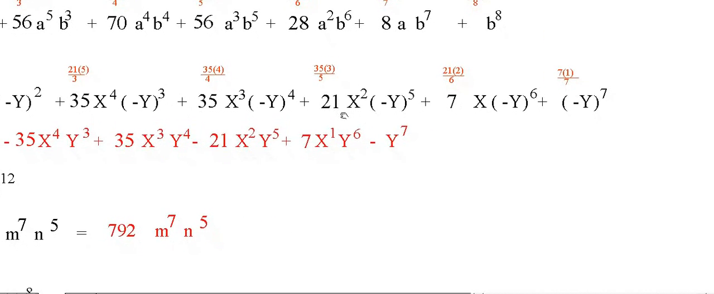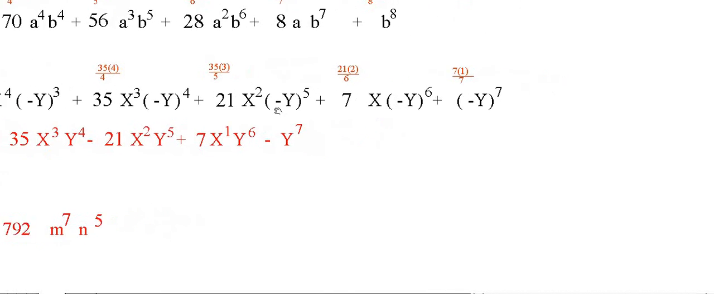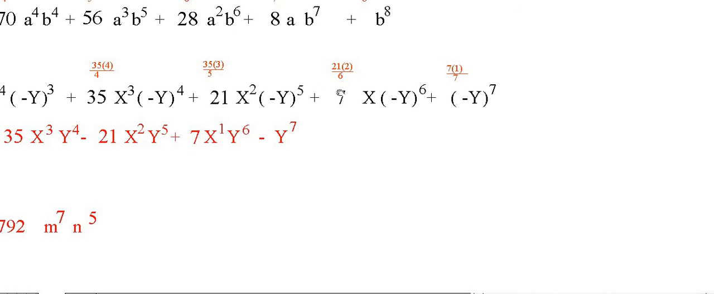Next, we have 35 times 3 divided by 5, or 35 divided by 5 is 7. 7 times 3 is 21. Next, we have 21 times 2 divided by 6. 6 divided by 2 is 3. 21 divided by 3 is 7. Next, we have 7 times 1 divided by 7, or just 1.